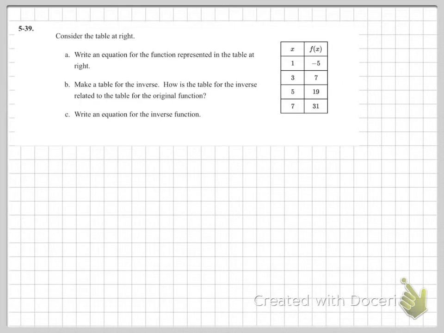Okay, this video is for section 5.1.3, more inverse functions. Problem 5-39, consider the table at right. Write an equation for the function represented in the table at right. Okay, so f of x is the top of it, so we will call our equation f of x. From 1 to negative 5, I could subtract 6, but 3 minus 6 does not make 7.